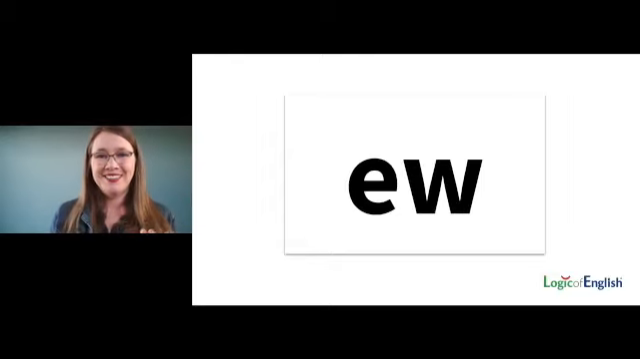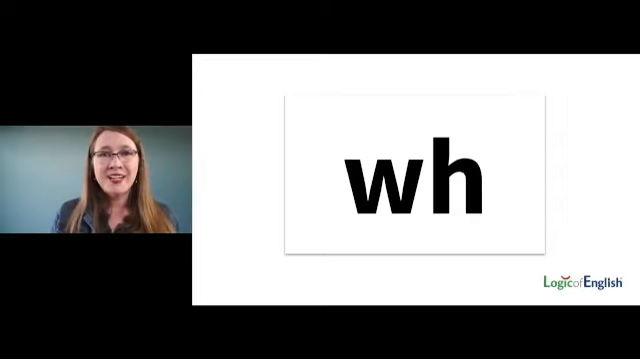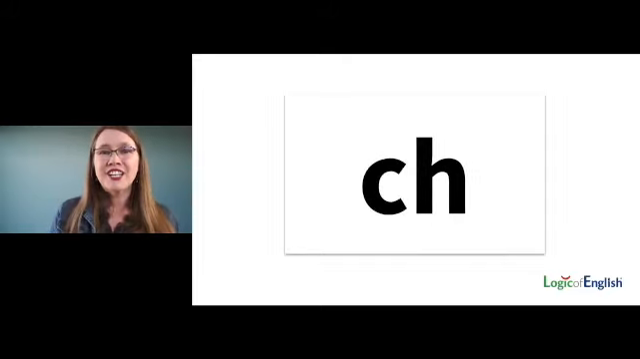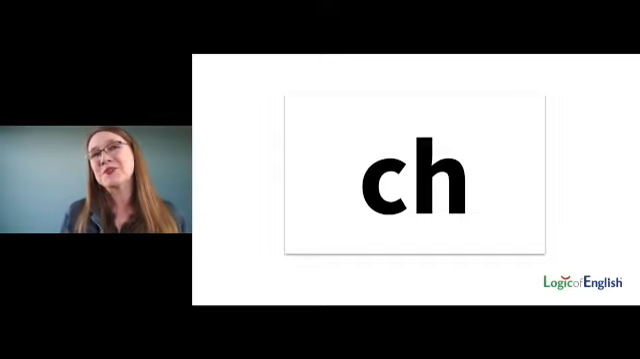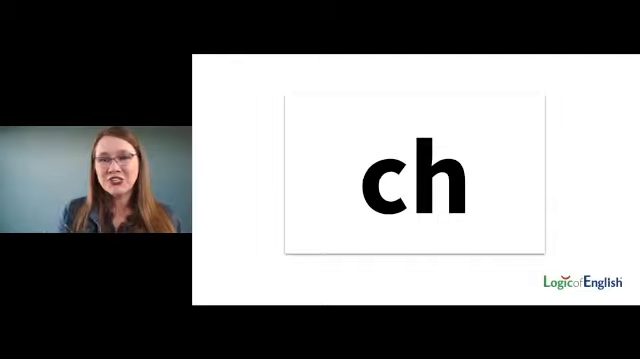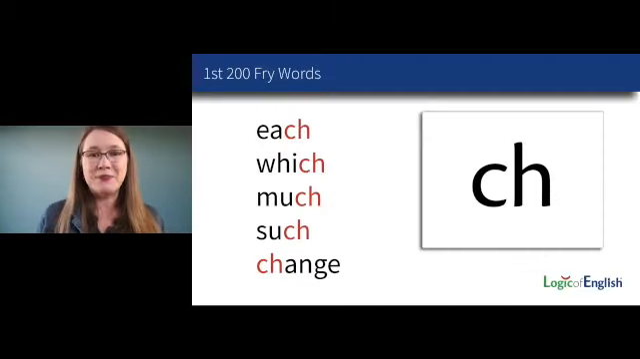Or. Oo, you. Or you could say w. Ch, k, sh. That's right, it says 3 sounds. Ch, k, sh. A really fun way to teach this one, by the way, is to teach it like a train. Ch, k, sh, ch, k, sh. Just a fun tip for you.